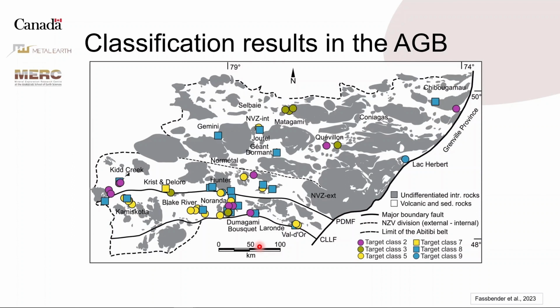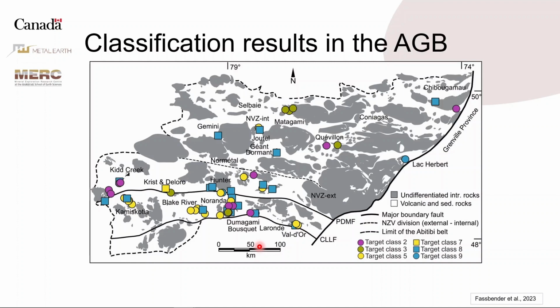So we see that Noranda, for example, is quite a complex area, mostly related to back arc environment geochemical signatures. Kidd Creek, for example, is strongly associated with target class 2, which is the target class that is associated with ridge hotspot intersection samples. And we have samples from Matagami, which have been classified here as target class 3, which is the target class that contained all of the mid-ocean ridge-like samples.